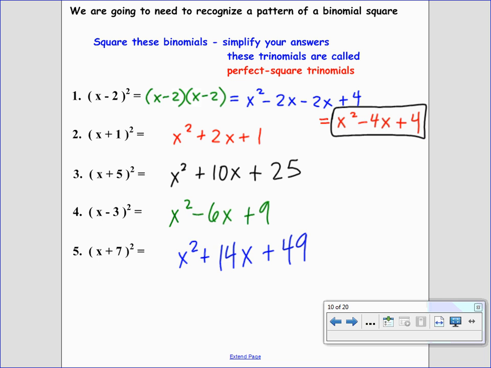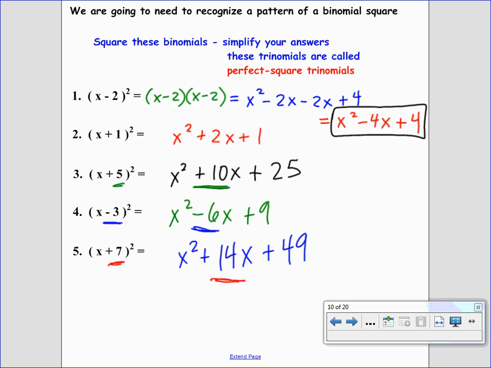What does this positive 5 have to do with the positive 10, that middle term? What does this minus 3 have to do with this minus 6, the magnitude of the middle term? What does this plus 7 have to do with this plus 14x, the middle term magnitude in the trinomial? What's the relationship there? Nathan Z?